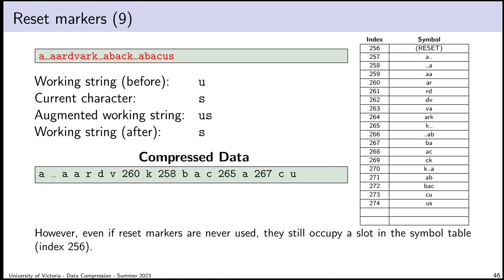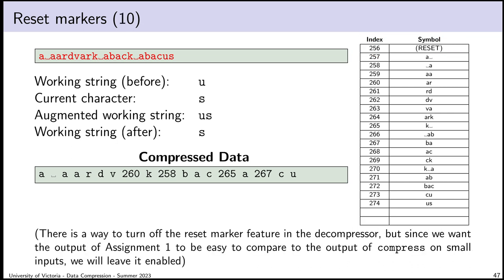However, because you are designing code to be consistent with the Unix compress tool, you do still have to give the reset marker a place in the table. You're never going to use it, but you have to give it a place in the table. So when you write your assignment, your symbol tables will start at index 257, not index 256. And you'll never use index 256 because it's reserved for the reset marker. It actually turns out that in the decompressor, as we're going to see in a few minutes, there is a way of turning off reset markers. The problem is there's no way of turning them off in the compressor.